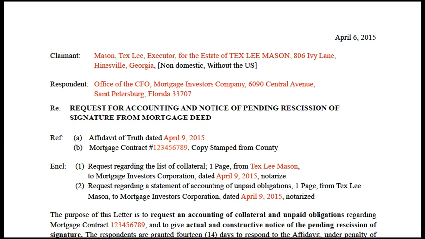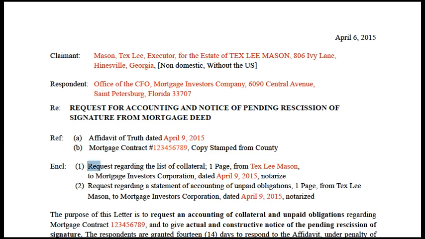And the subject is a request for accounting and a notice of pending rescission of signature from the mortgage deed. Remember, he gets the affidavit first saying that, hey, you never gave me a loan. This references that affidavit. Reference A, affidavit of truth. Reference B, mortgage contract number, whatever. Stamp copy from the county.